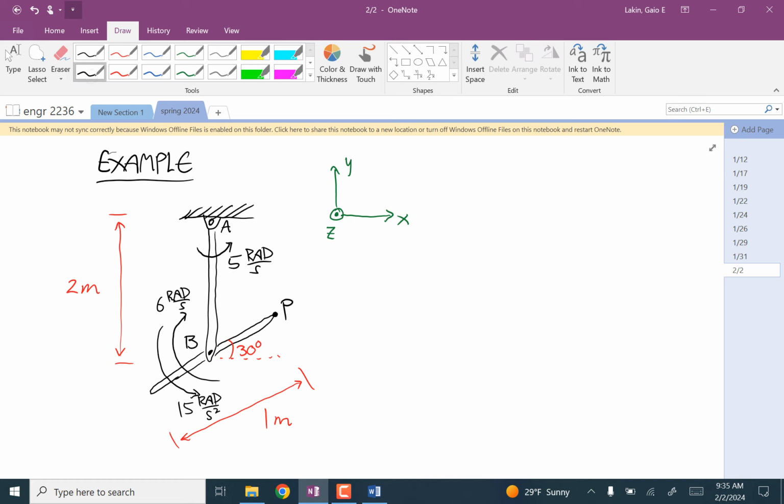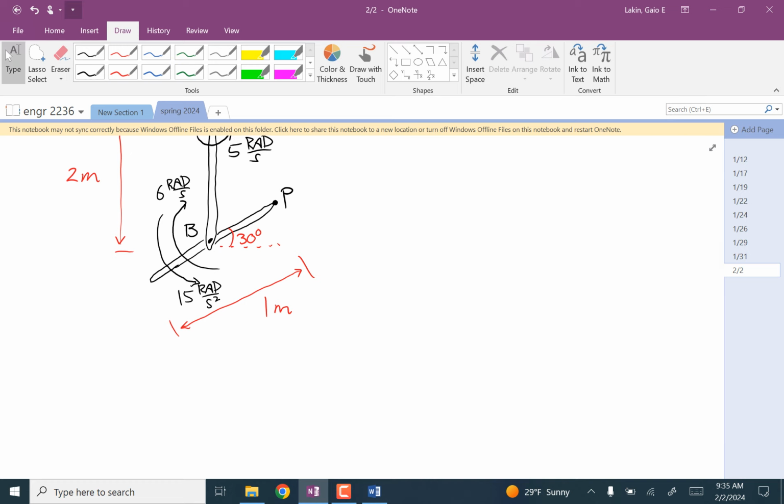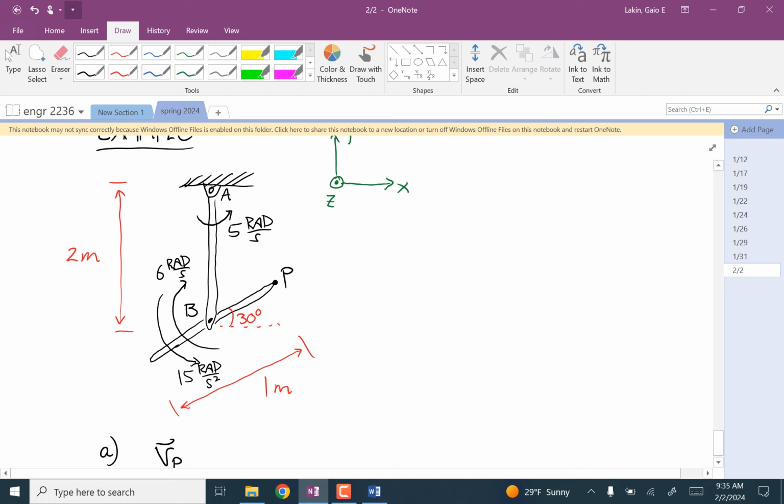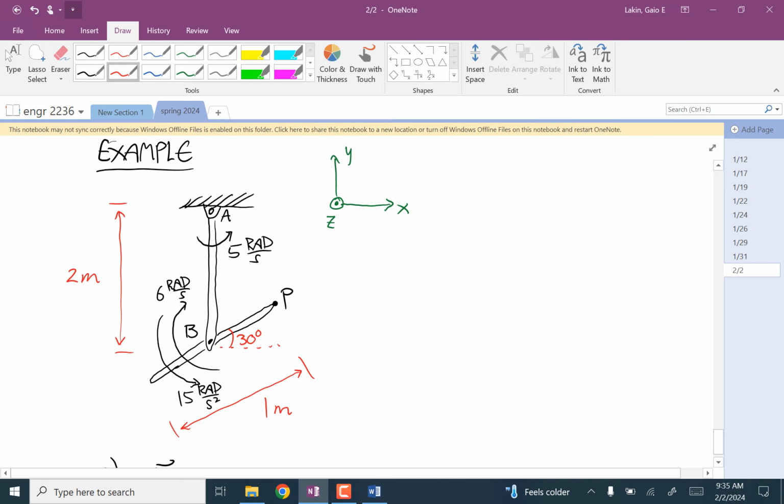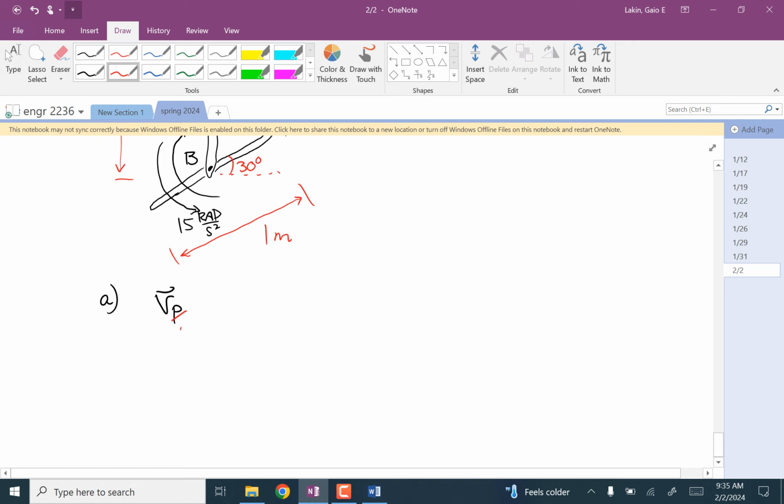So let's first calculate the velocity of that point P. And remember that the velocity of that point P, if it doesn't say what it's relative to, is the velocity relative to the ground, which in this case we could think of as, notice that pin A is fixed to the ground. So we could think of this as relative to A.